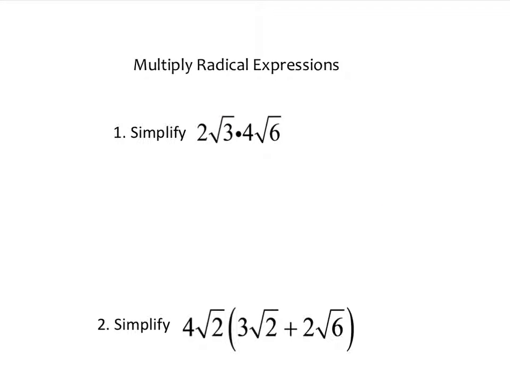Now we are going to multiply radical expressions, so let's look at example 1. Number 1 says simplify 2 square roots of 3 times 4 square roots of 6. When I look at this problem, I want to look at what's outside the radical. Notice I have a 2 and a 4, and what's underneath the radical, a 3 and a 6. And I'm allowed to multiply what's outside the radical together, and I'm allowed to multiply what's under the radicals together.